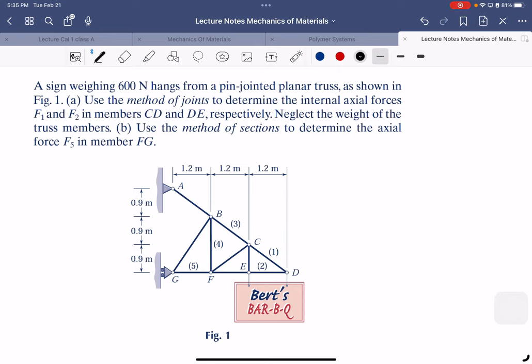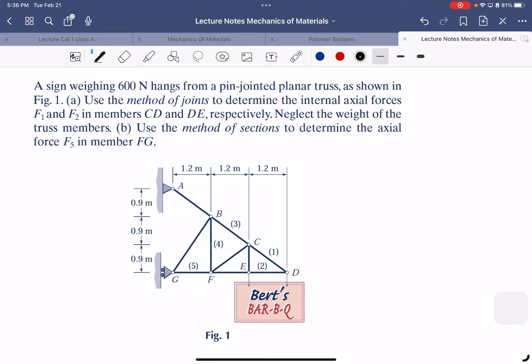Use the method of joints to determine the internal axial forces F1 and F2 in members CD and DE, which means F1, F2 is this, CD and DE. Neglect the weight of the truss members. So we assume all this is weightless, so we only concern the weight is on this side. And then the B question: use the method of sections to determine the axial force F5 in member FG.